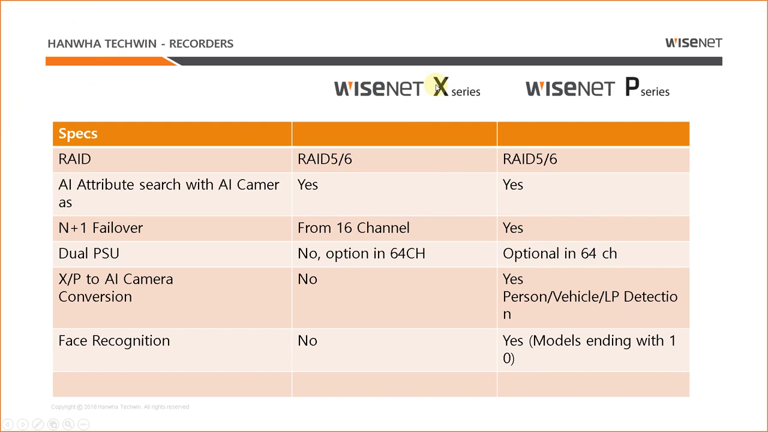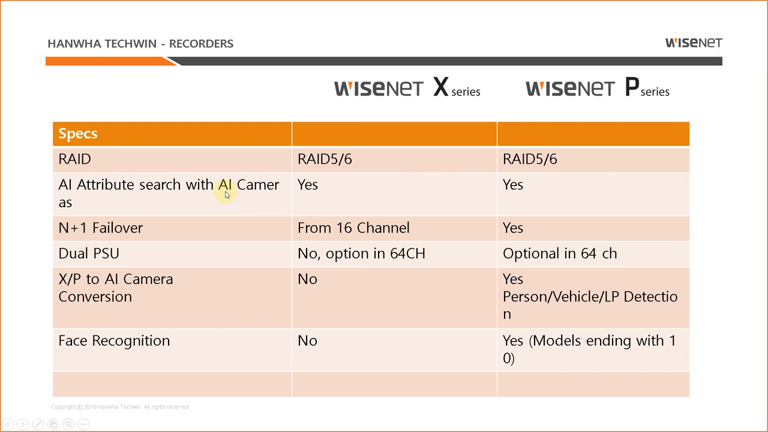That's why it says here AI attribute search. What is attribute? Attribute of the object. What is an object? Human. Human is an object. What is the attribute of the human? Shirt color, pant color, his age, his gender, wearing a mask, without a mask. What's the attribute of a car? Color of the car, type of the car. So you can do that search, but you need to use AI camera.